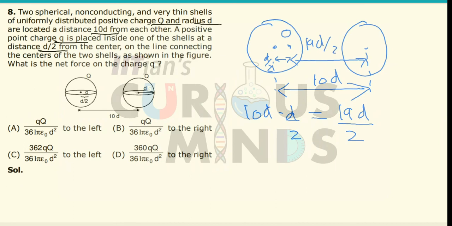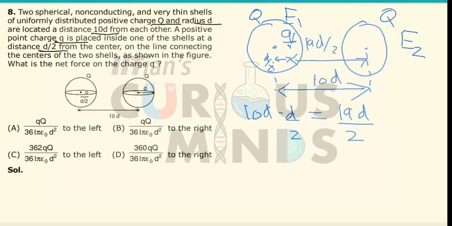This is the distance of the charge small q from the center of the other shell. Now the charges of the shells are capital Q and Q. First of all, small q will have an electric field intensity due to the first shell, let it be E1, and due to the other shell let the electric field intensity be E2.